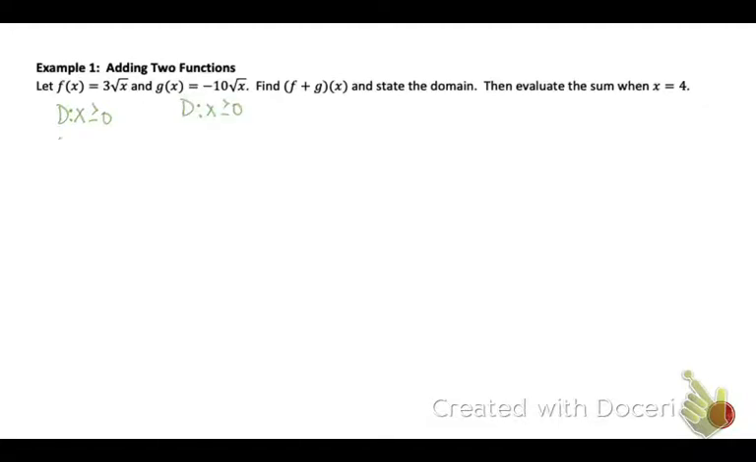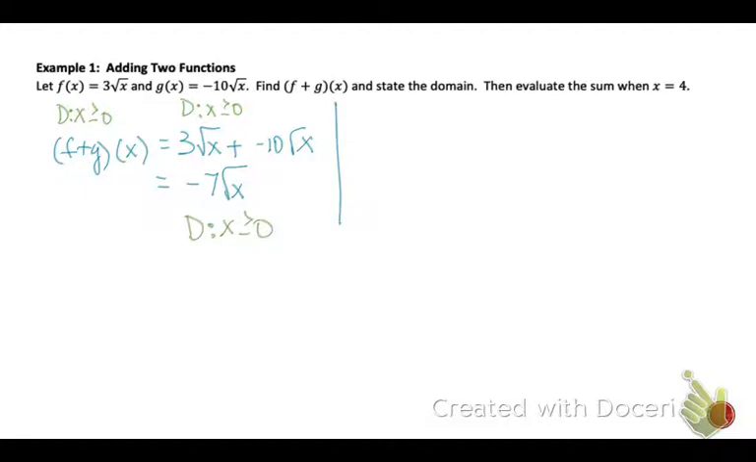Now let's work the problem. So f plus g of x. That also means f of x plus g of x. So I'm going to take what f of x is, I'm going to add g of x, and now I'm just going to simplify that. So that would be negative 7 times the square root of x. Now I need to include the domain restriction from the original two functions, and then also my resulting function needs to have that domain restriction, that our x values need to be greater than or equal to 0.